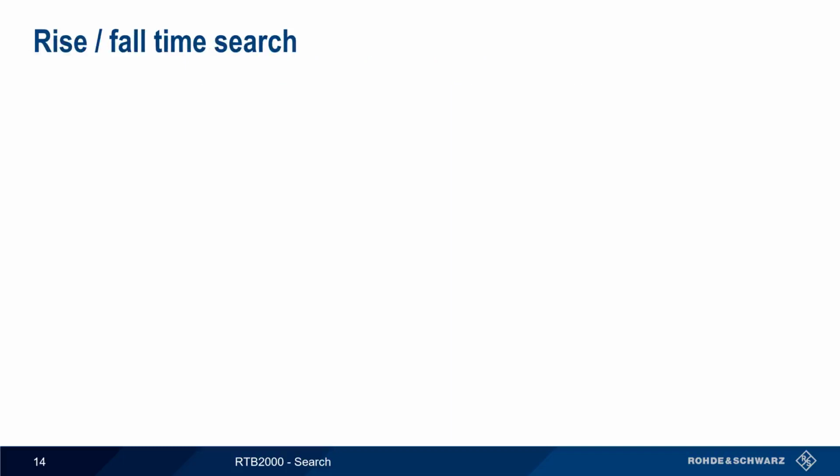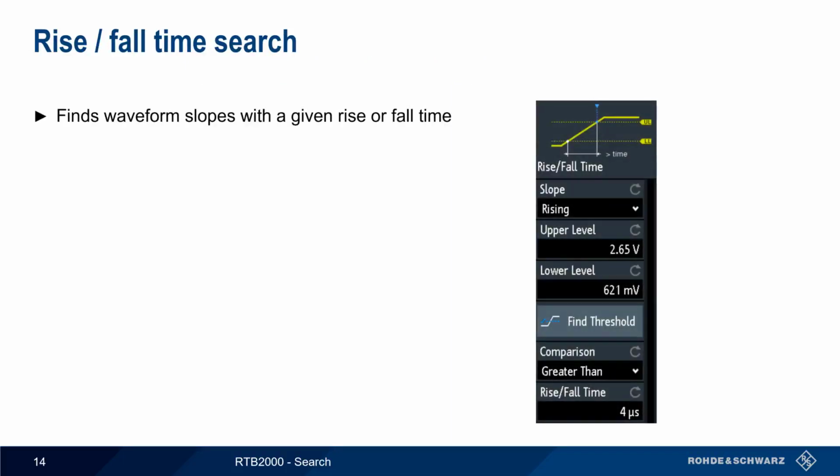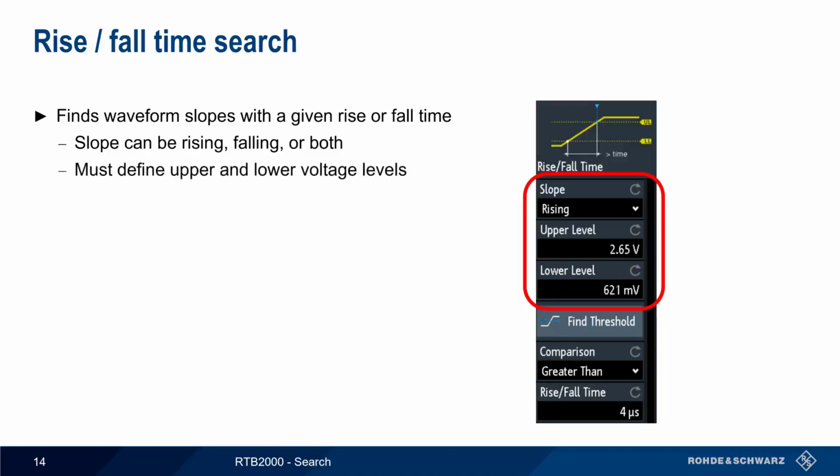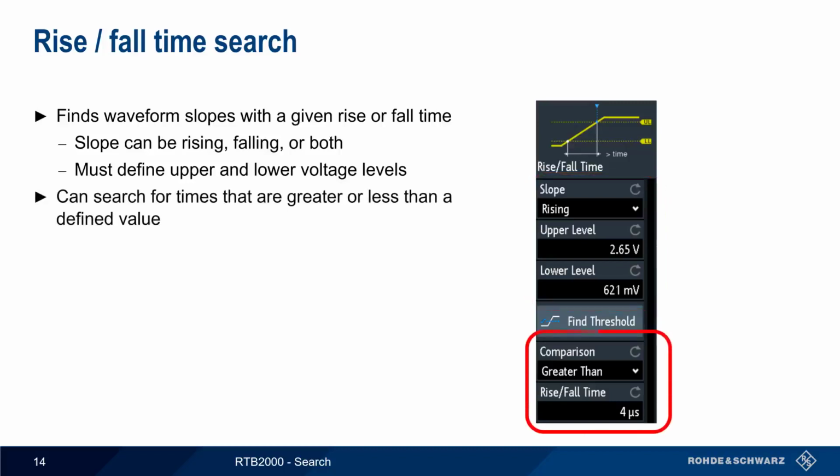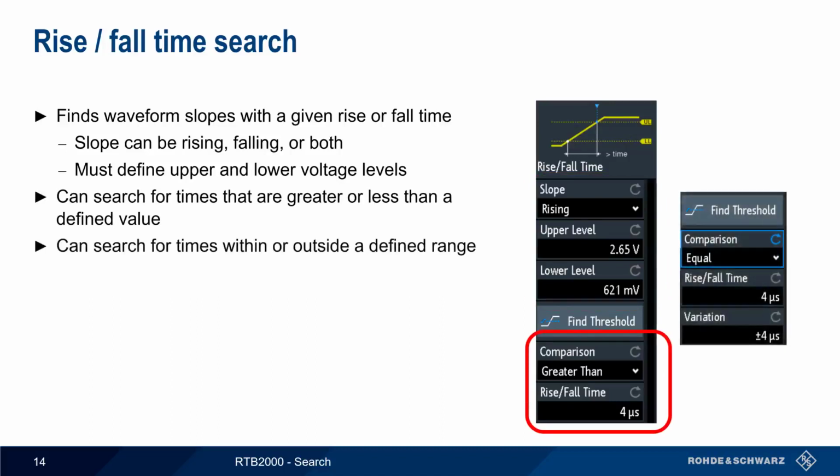Unlike an edge search, in which timing is unimportant, a rise or fall time search identifies portions of a waveform where the transition occurs within a given period of time. To do this, we first have to define if we're looking at a rising or a falling slope. And we also have to define the upper and lower levels, since rise and fall times are determined by how long it takes to transition between these two levels. Similar to what we saw in width searches, a rise or fall time search can be made for rise and fall times that are greater or less than a defined value, or for times that fall inside or outside of a defined range. As before, these ranges are defined using a value and a variation.